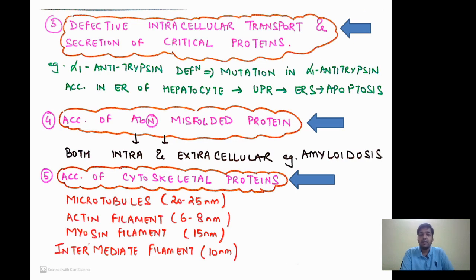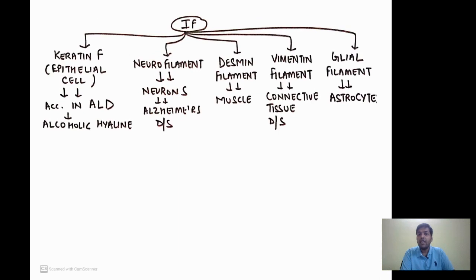So all these microtubules that we are looking at are the normal cytoskeletal proteins. Now intermediate filament is one which can accumulate in various body parts. So we are having different types of intermediate filaments. We have the keratin filament, which is present inside the epithelial cell, and accumulation of the keratin filament can be seen in alcoholic liver disease. We call them alcoholic hyaline.